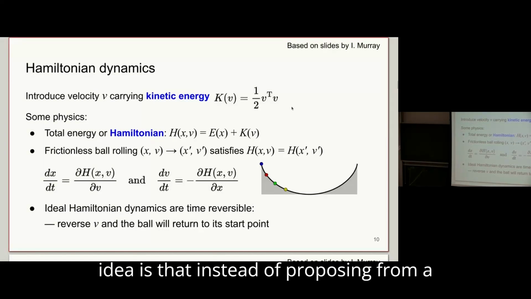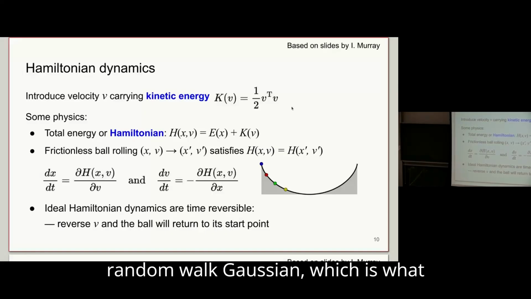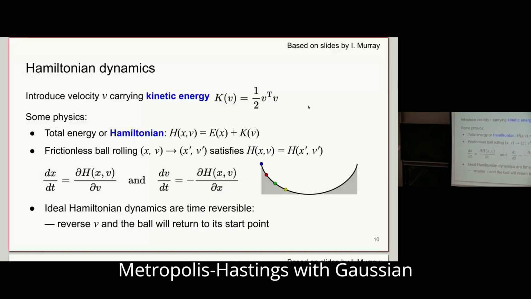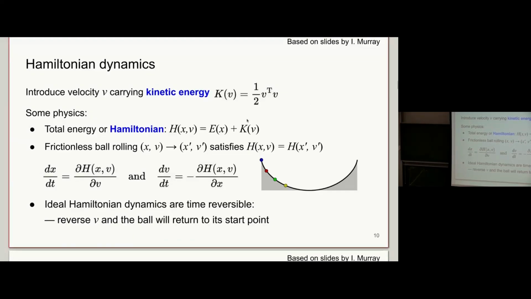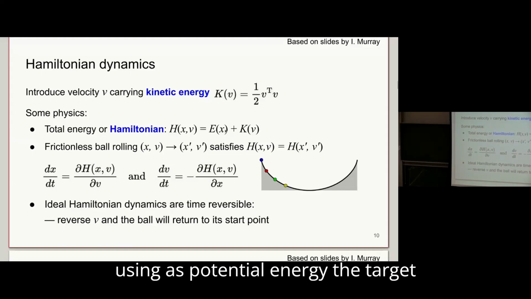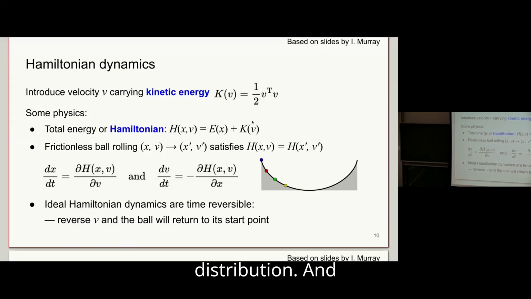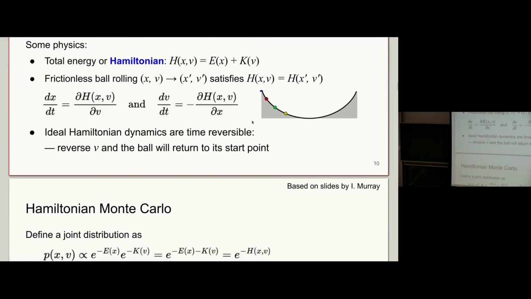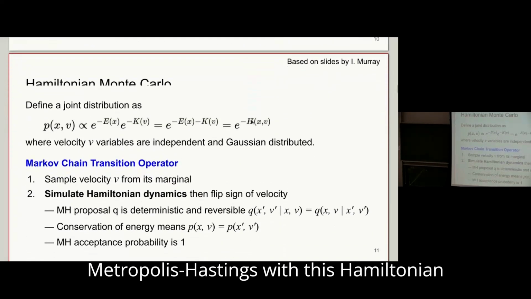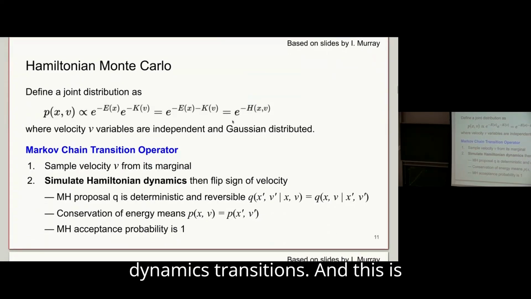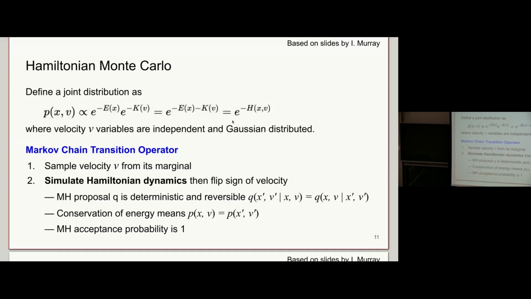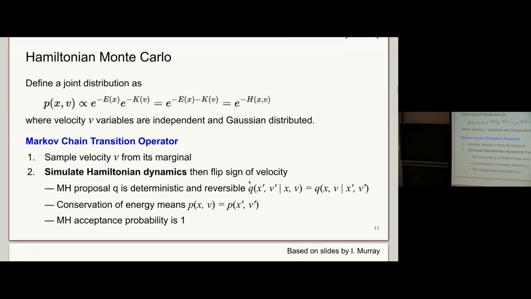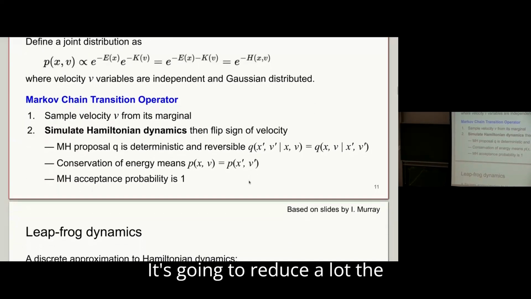But the idea is that instead of proposing from a random walk Gaussian, which is what Metropolis Hastings with Gaussian random walk is doing, we're going to simulate Hamiltonian dynamics using as potential energy the target distribution, okay? And you can just implement Metropolis Hastings with these Hamiltonian dynamics transitions, and this is probably the state-of-the-art method for Markov chain Monte Carlo, okay? It's going to reduce a lot the rejections.